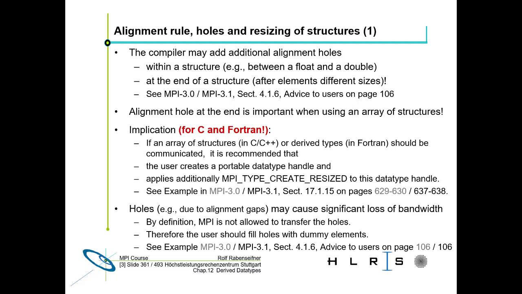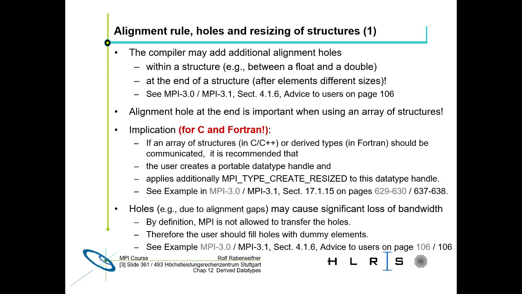The compiler may add additional alignment holes, and it will do that within a structure, for instance between a float and a double, or an int and a double. It may also add them at the end of the structure, after elements that differ in sizes. And there are examples of that in the MPI specification. Alignment holes at the end are of course important when you're using arrays of structures, because then you create a lot of holes between each consecutive array element, and that is quite important.